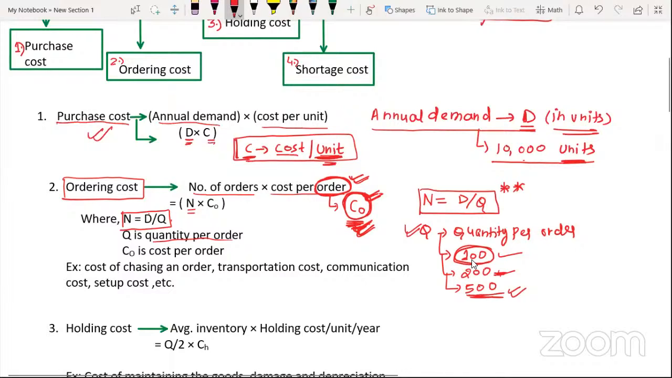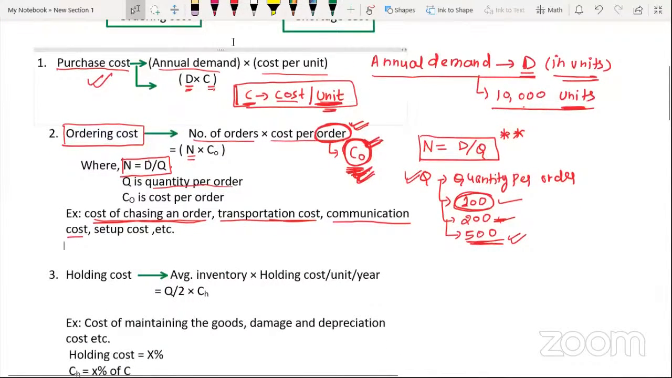Now the examples of ordering cost. Ordering cost can be written in terms of the cost of changing an order. Transportation cost is included in ordering cost only. Communication cost is also included in the ordering cost only. So everything comes under ordering cost.